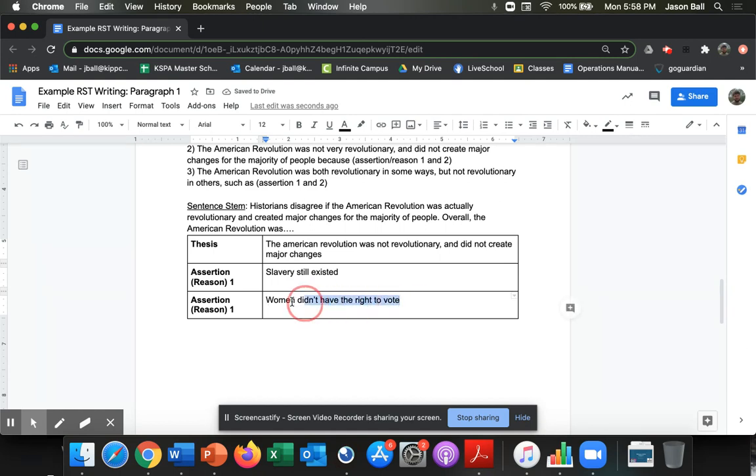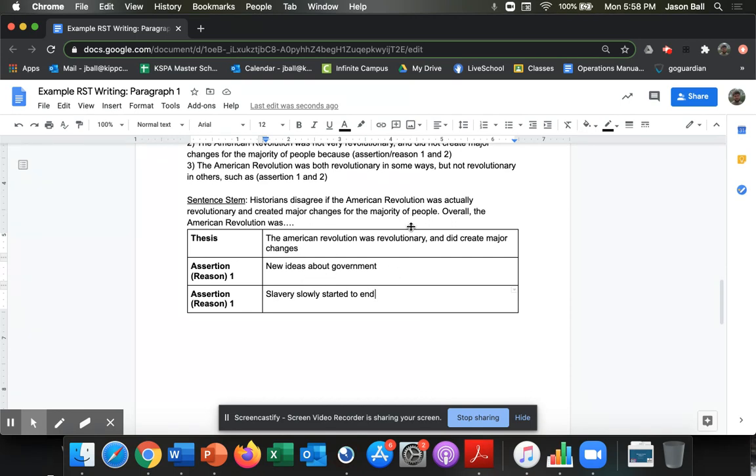And again, this isn't just saying that's the correct answer. If you wanted to go with was revolutionary and did create major changes, you could be like, well, reason one is new ideas about government. And my second one could be, I spelled government wrong. No way's perfect. And then the second one could be slavery slowly started to end. So again, these match reasons why my thesis is correct.